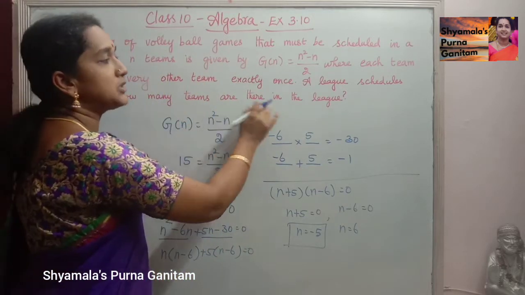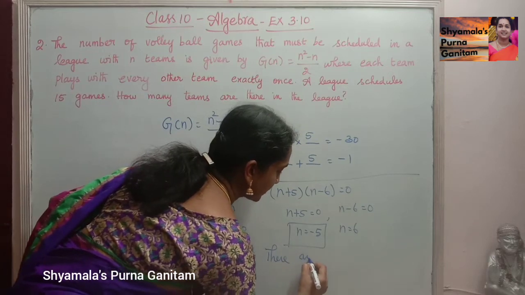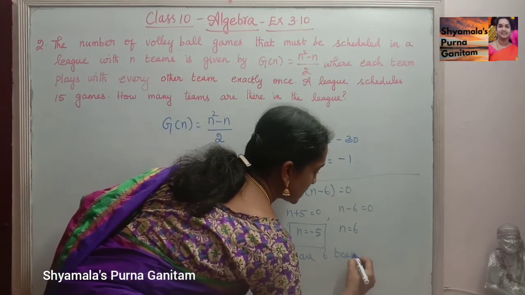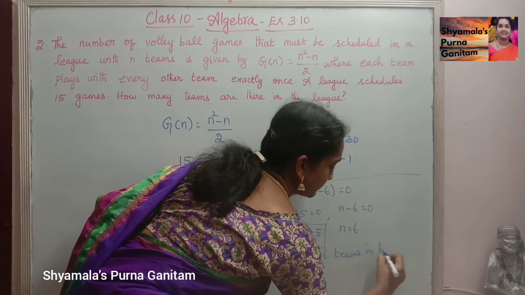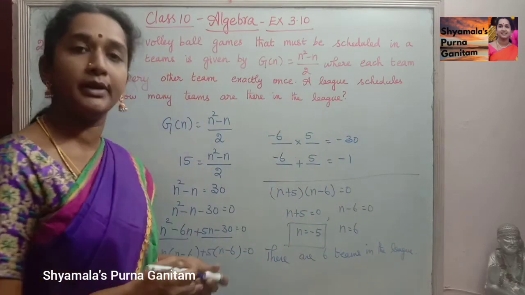So how many teams are there in the league? There are 6 teams in the league. So this is how it has to be done. Okay.